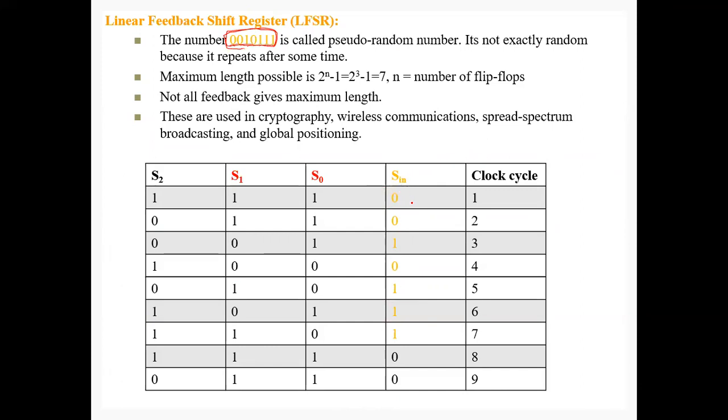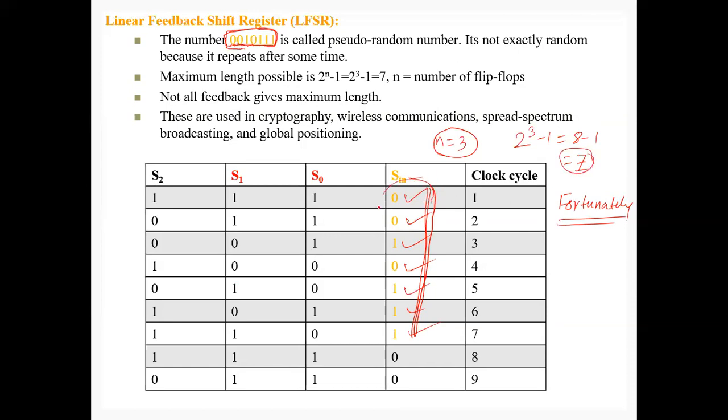So what is the length here in this case? 1, 2, 3, 4, 5, 6, 7, right? So how many flip-flops do we have? We have 3, right? N equals 3. So the maximum length is 2 to the 3 minus 1, which is 8 minus 1 equals 7. Fortunately, we got the random number of maximum length, because the maximum possible is 7, and we got 7.